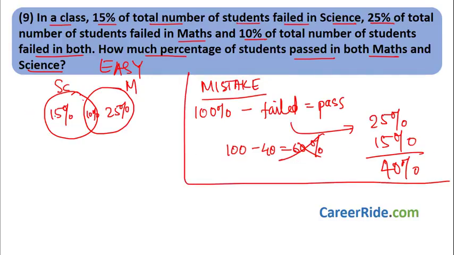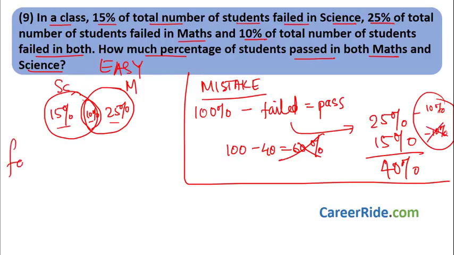You need to see that there is a 10% given over here. These students failed both science and maths. So what happens is that when you count 15%, you are counting this 10% also. And when you are counting 25%, you are counting this 10% also. So 10% is getting counted. Here 10% is there. Here 10% is there. Look at the right hand side. That means there is double counting. So we have to remove one 10%.